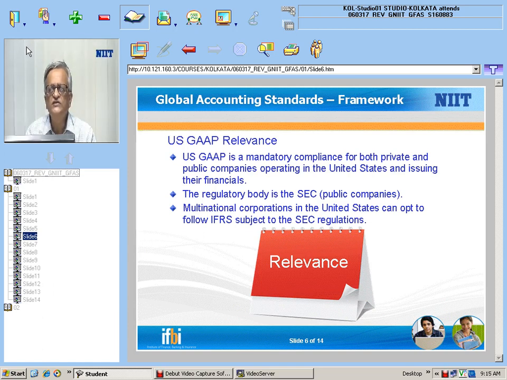Multinational companies, corporations in the United States, can opt to follow IFRS subject to SEC regulations. There may be certain companies which have business connections all over the world, which are called multinational companies. Such multinational companies can follow US GAAP or they can also follow IFRS subject to SEC regulations. But they will be regulated by the SEC. But they can follow the IFRS also. So this is the advantage for the multinational companies. Multinational companies which were following IFRS also have the option to continue following IFRS subject to SEC regulations.